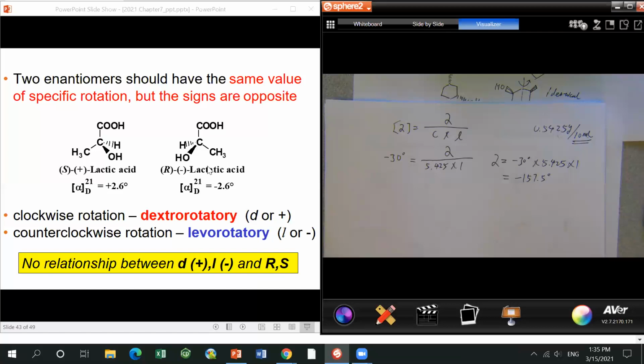And when you purchase some chemicals, sometimes in addition to the R or S label, you can see a plus sign or minus sign. That's actually indicating the plane polarized light direction. That normally means this molecule is a pure chiral molecule, pure chiral molecule.